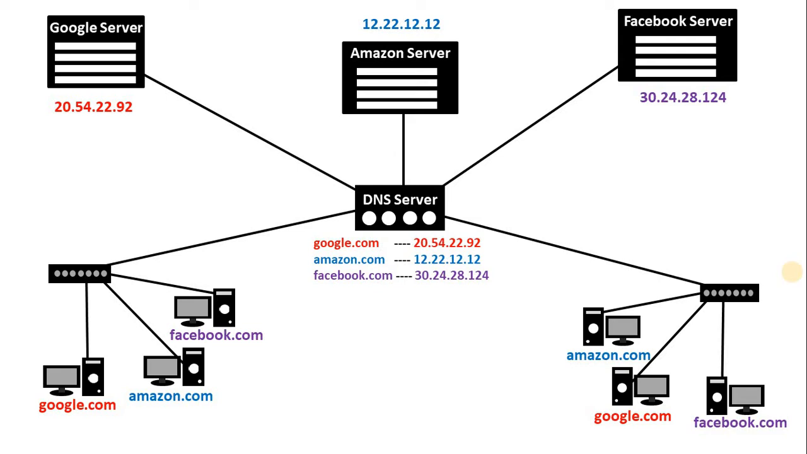Let us understand what DNS is and the working of a DNS server through this diagram. You can see this is a small network I have created. On our right we can see the Google server, and in the top right corner we can see the Facebook server. There are some client computers at the bottom left and bottom right corner. In the middle we can see the DNS server. All three servers, the Google server, Amazon server and Facebook server, are connected to the DNS server, and the client systems are also connected to the DNS server.